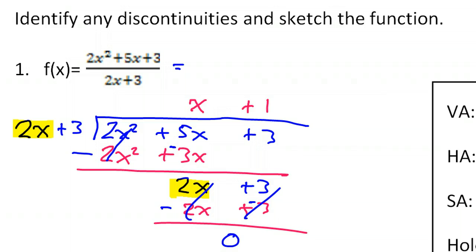So this is what really just happened. So we had this 2x plus 3. Now that we see the 2x plus 3 divides in evenly, then we know that it must cancel out.